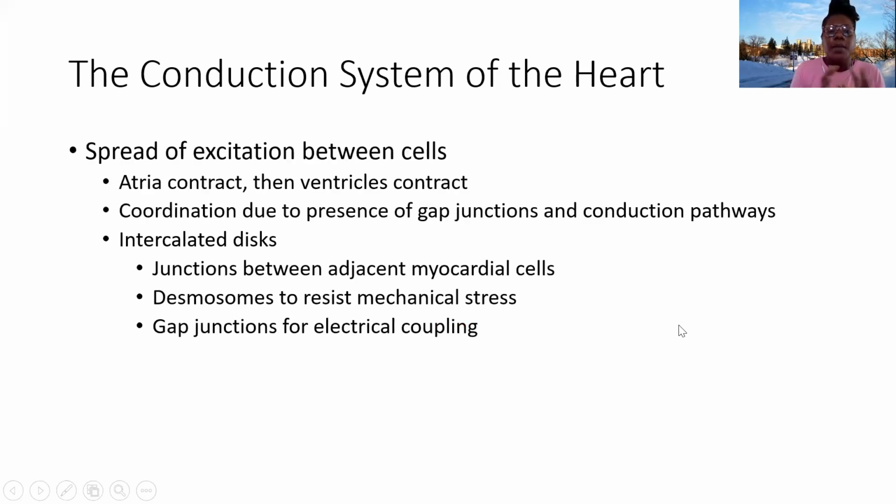Okay, now when we speak about the spread of excitation between the cells, it really starts up in the atria. So the first event is that the atria contract. We've got the right atrium contracting. That's where the SA node is located. It's at the top of the right atrium. And then the right atrium contracts.